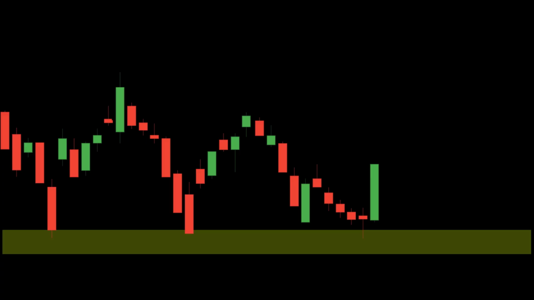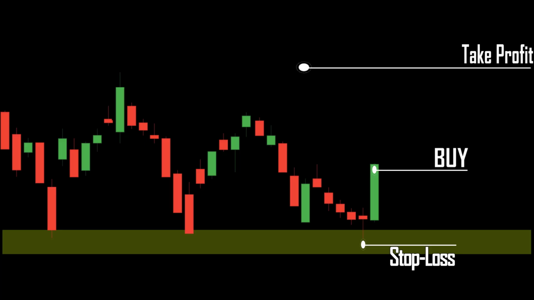Trade setup: buy entry above the green candle's high. Stop loss below the doji's low. Take profit at the first resistance level.